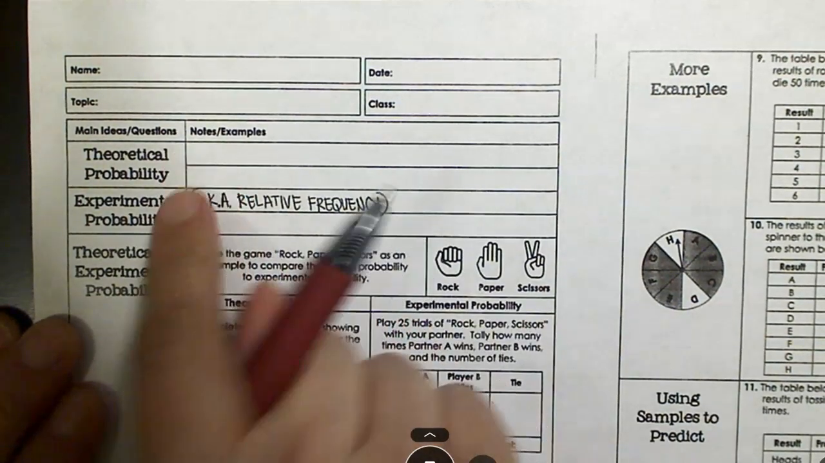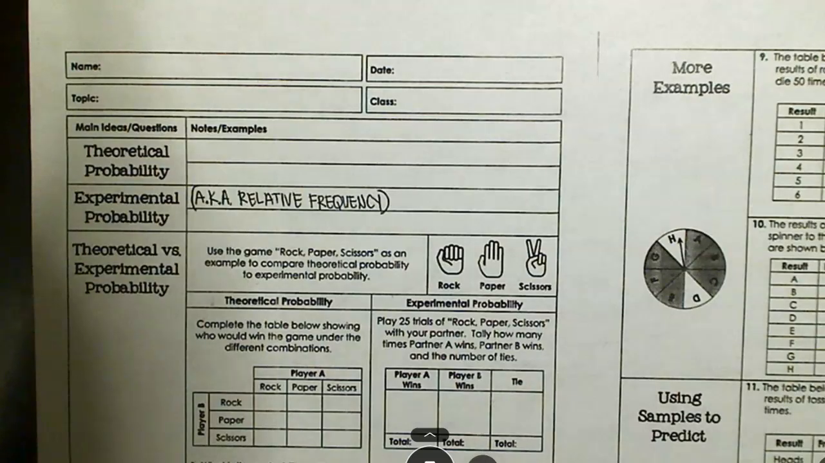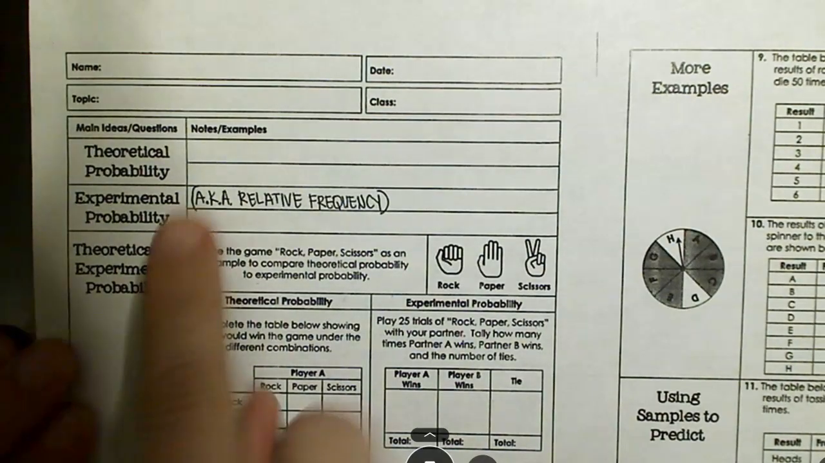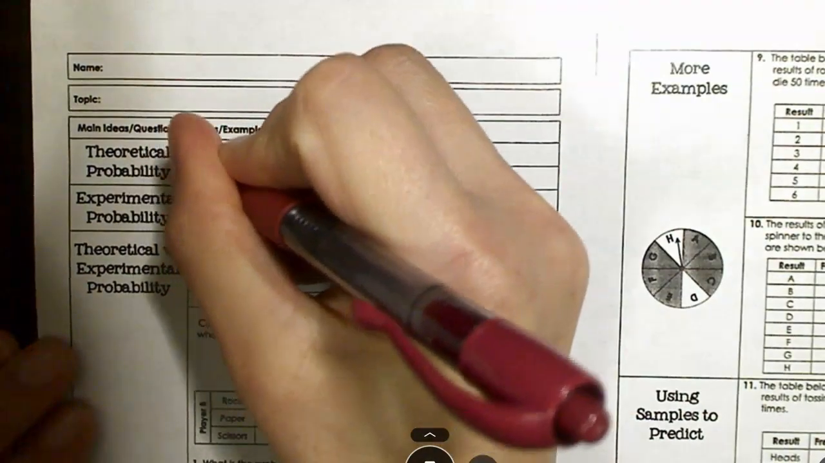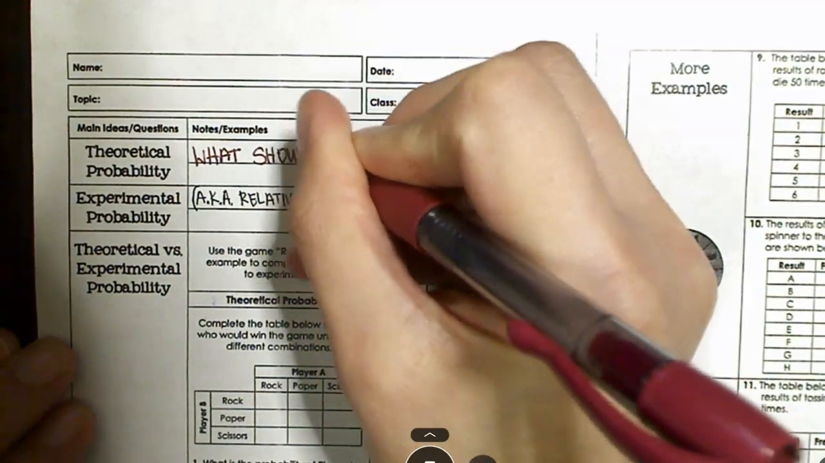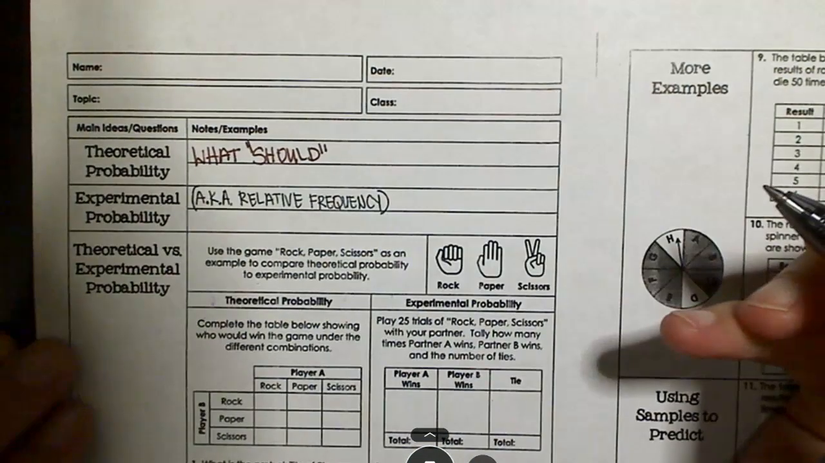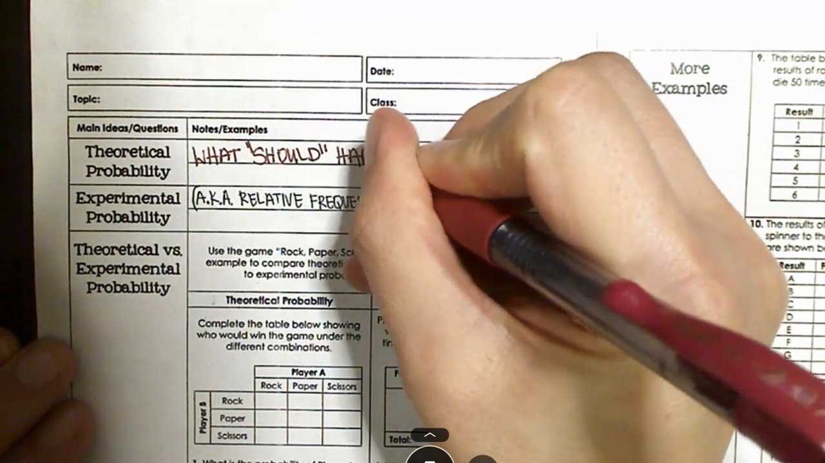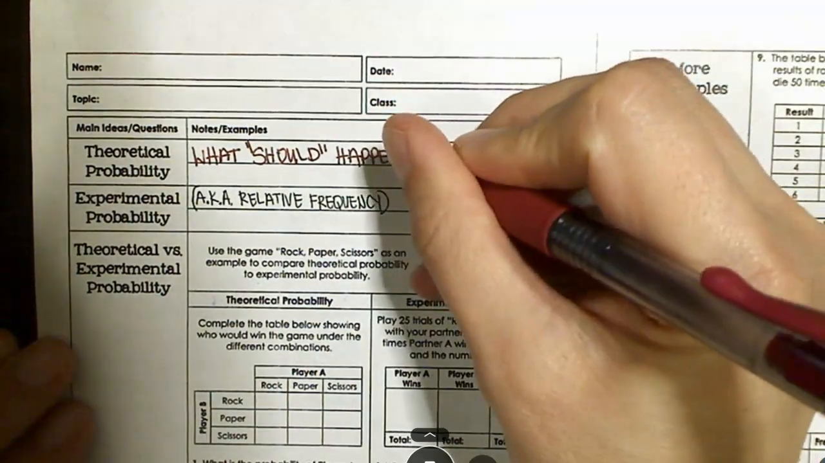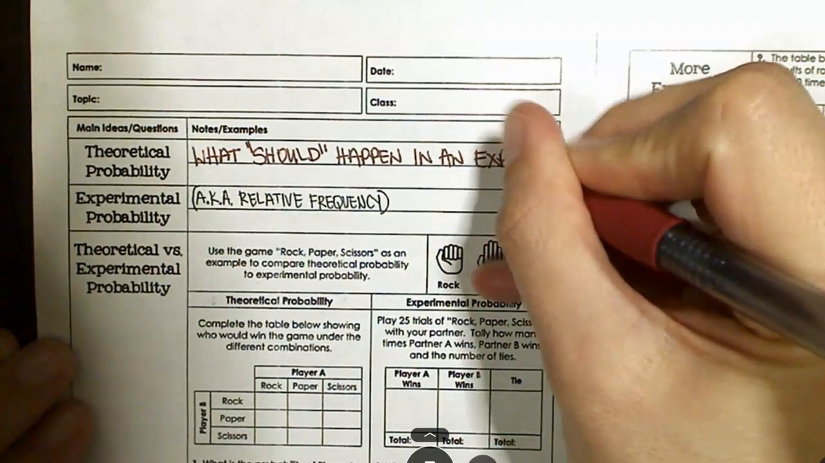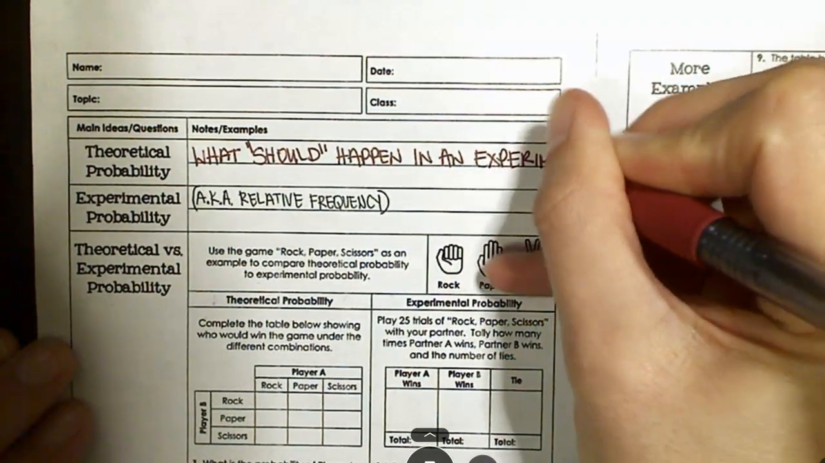So today we're going to really analyze the difference between theoretical and experimental probability. So we're going to start with our definitions. Theoretical probability means what should happen in an experiment. Okay, those are my quotes right there. And if at any time you feel like you need a little more time, remember you can always pause. So this is what math tells us should happen in an experiment.